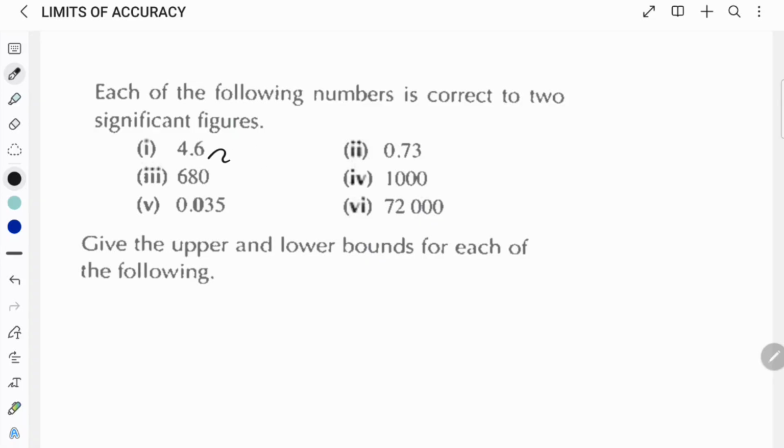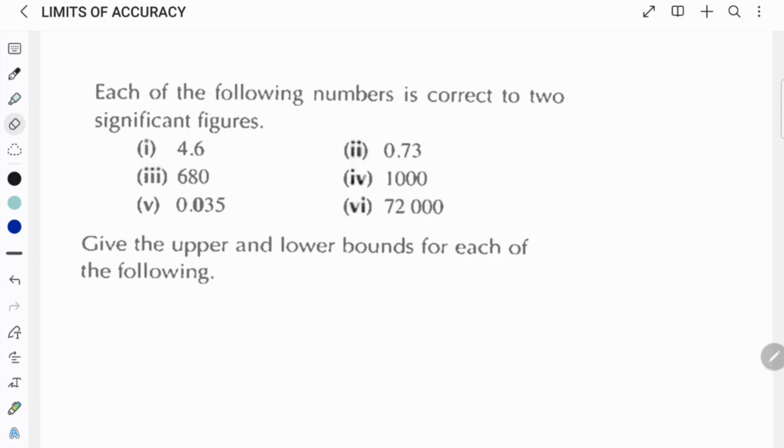So each of these numbers is correct to two significant figures, which means they are rounded off. Give the upper and lower bound. We'll have to give the range for each of the following numbers. With significant figures we do the same thing: we find the value of the significant figure and then give the upper and lower bound.